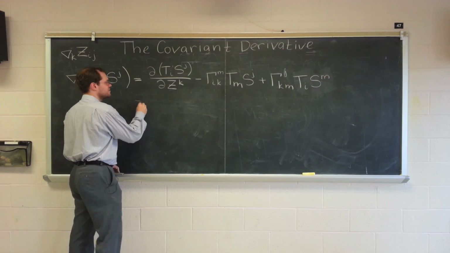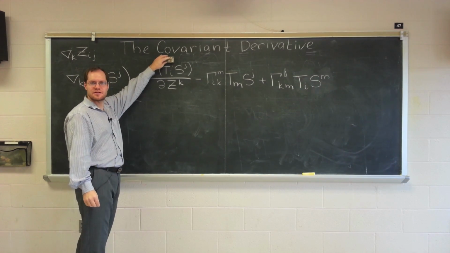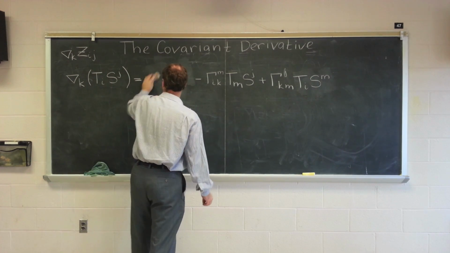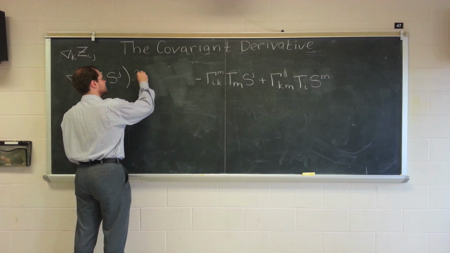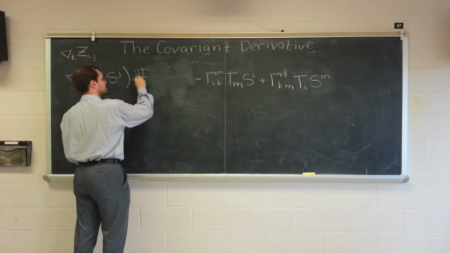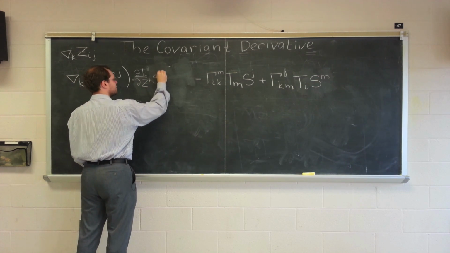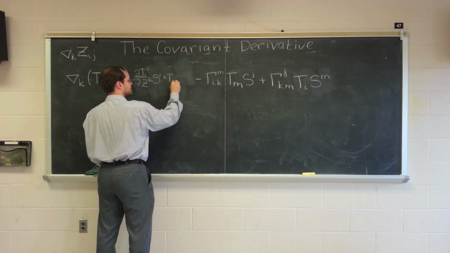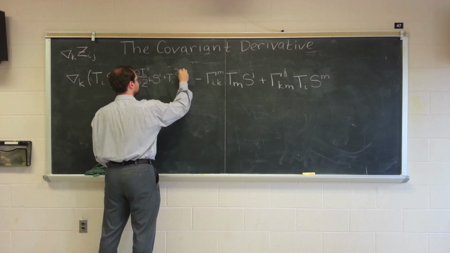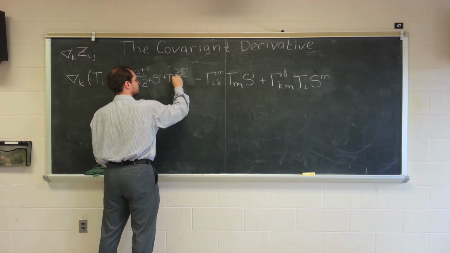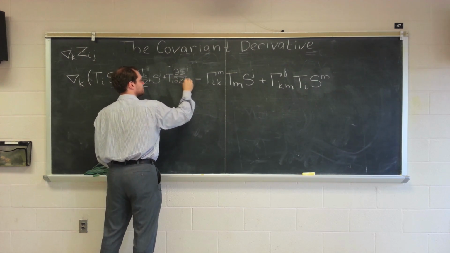Now this, I will erase it just so that I don't have to rewrite. This will now be two terms: dTi/dzk Sj plus Ti dSj/dzk.